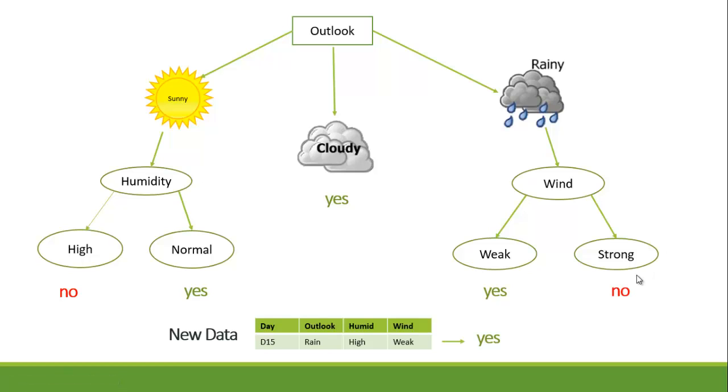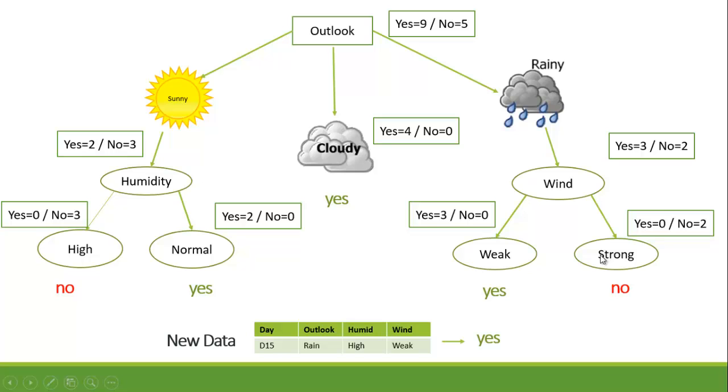So here we can see that when the outlook is sunny and the humidity is normal, when the outlook is cloudy, the answer is yes, and when the outlook is rainy and winds are weak, then John plays. So from the data that we got for day 15, when the outlook was rainy and the humidity was high and wind was weak, there are most chances that he would play on day 15.